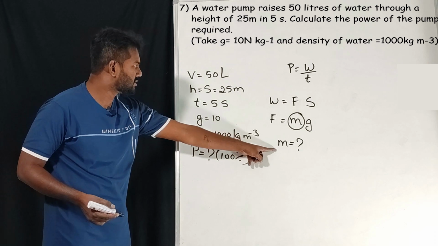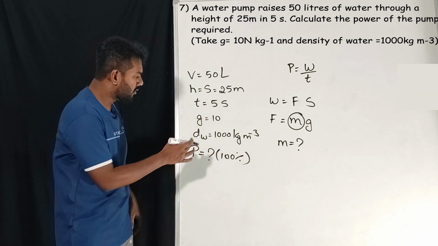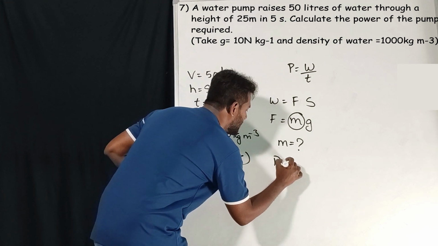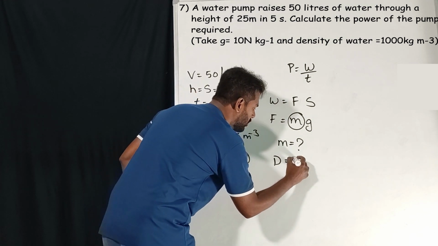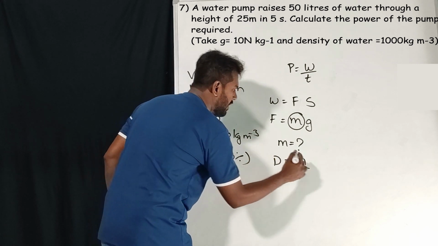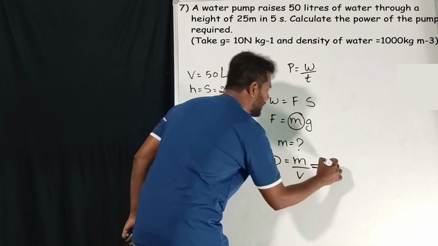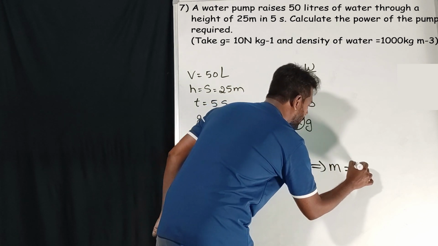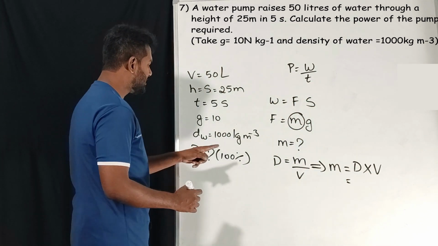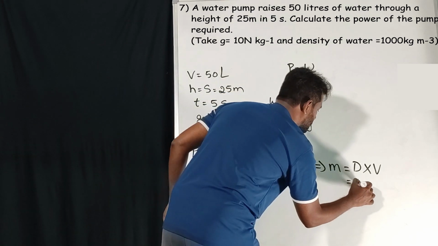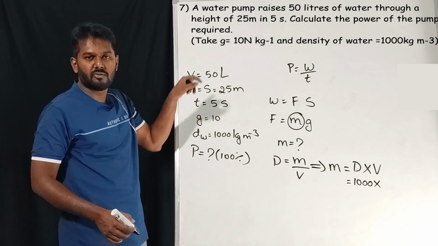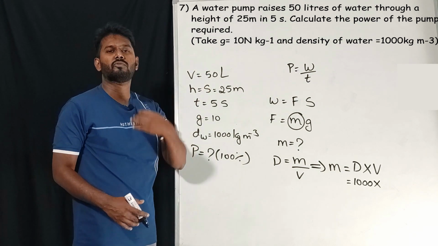How to find mass with the values? We have density value also. What is density? Density is equal to mass by volume. We have density and we have volume. We can find mass, correct? Mass is equal to density into volume. So density is 1000. Then volume. If you take it as 50 liters, then whatever we are going to find will be wrong.